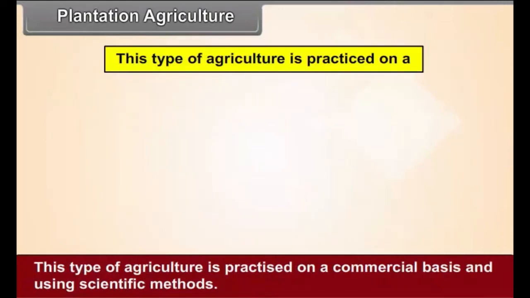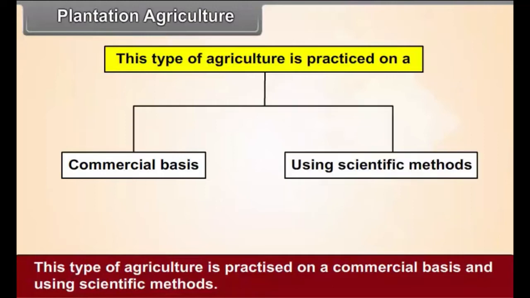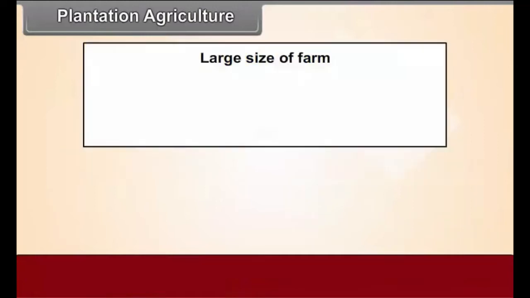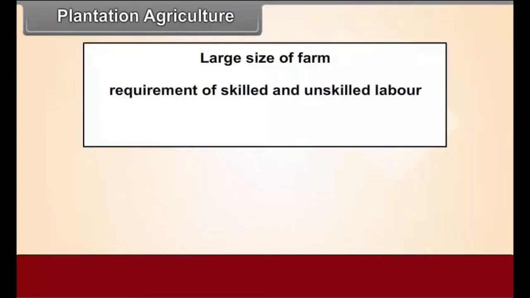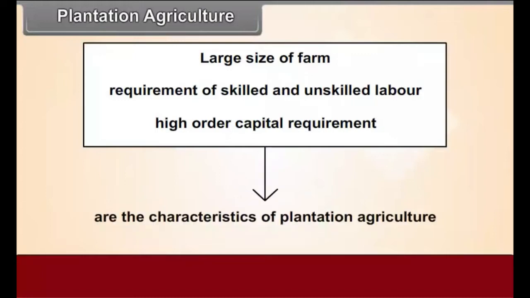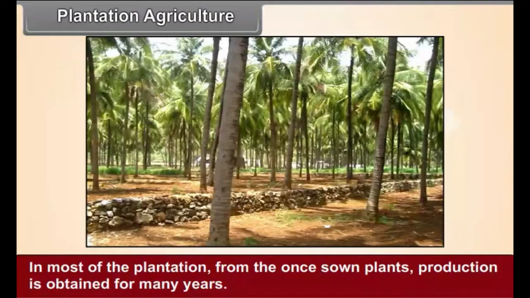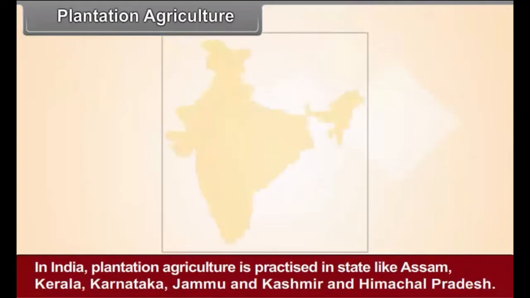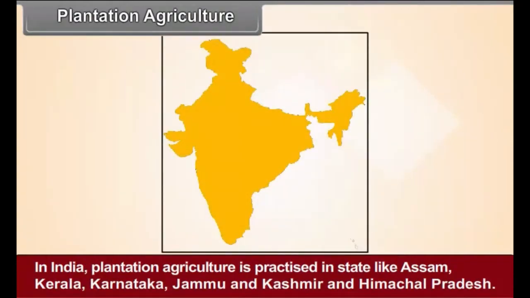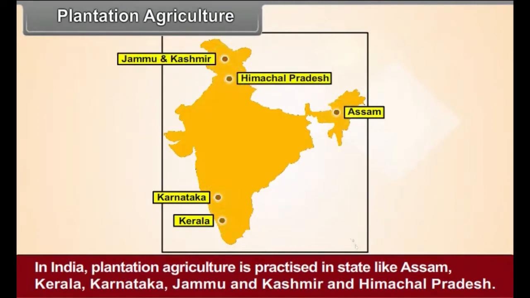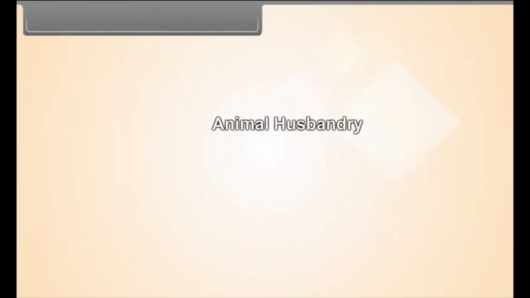This type of agriculture is practiced on a commercial basis and using scientific methods. Large sizes of farms, requirement of skilled and unskilled labor, high order capital requirement are the characteristics of plantation agriculture. In most of the plantations, from once sown plants, production is obtained for many years. In India, plantation agriculture is practiced in states like Assam, Kerala, Karnataka, Jammu and Kashmir, and Himachal Pradesh. Animal husbandry.